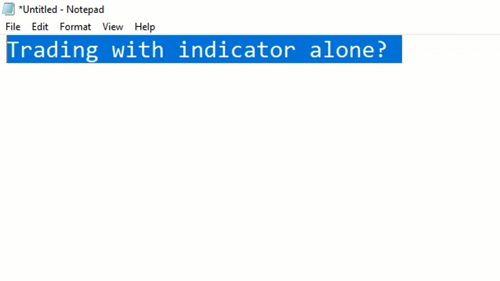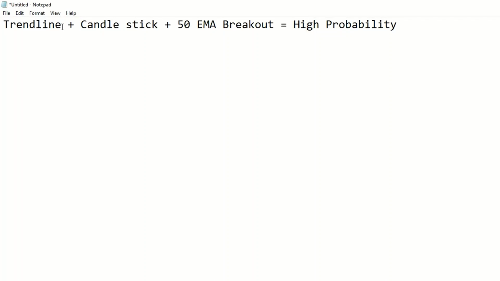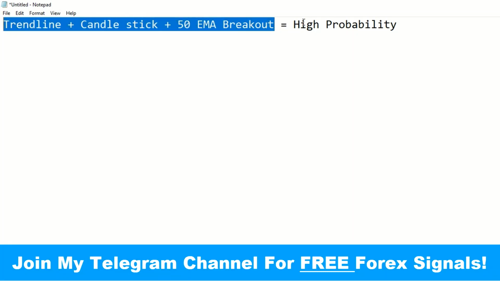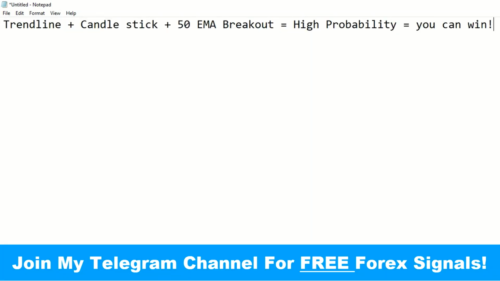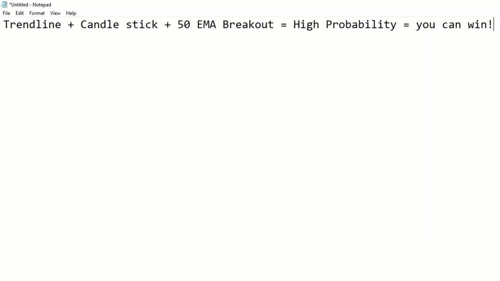In this video, we're going to be using one single indicator. It's called EMA, and we're going to use a 50 EMA. Are we going to be trading with an indicator alone, making our decision based on what the indicator says? Hell no. Basically, we're going to use a high confluence trade. So we're going to depend on the trend line, on what the candlestick is telling us, and on the 50 EMA breakout. All of this will equal a high probability trade. If you only trade based on what the indicator is telling you, trust me guys, you are going to lose big time, especially if it's a small account.